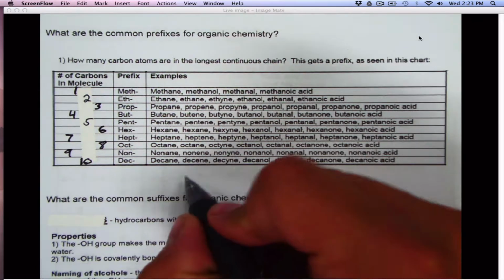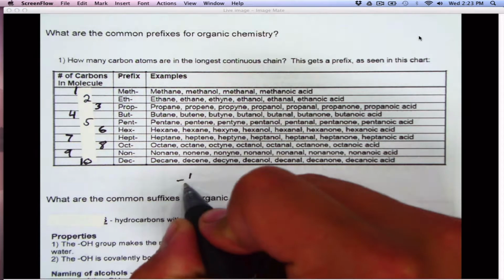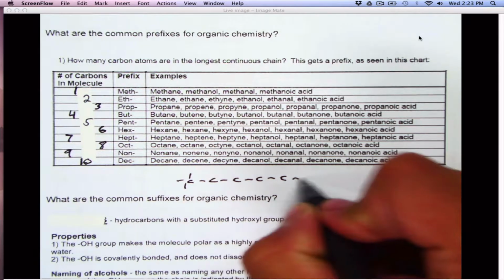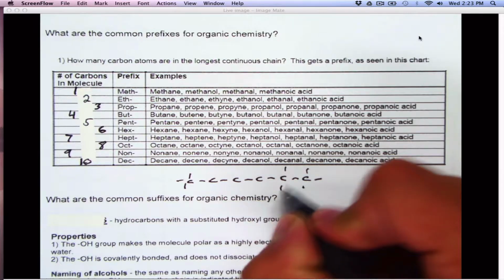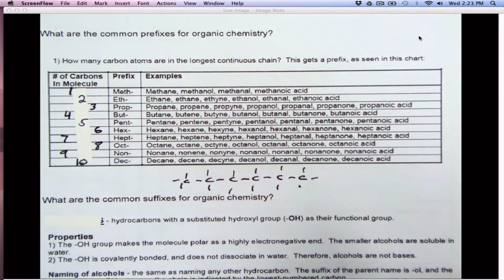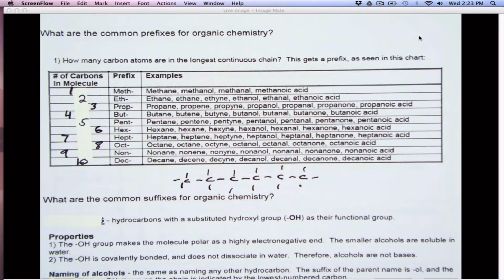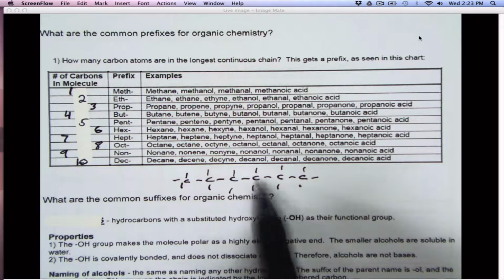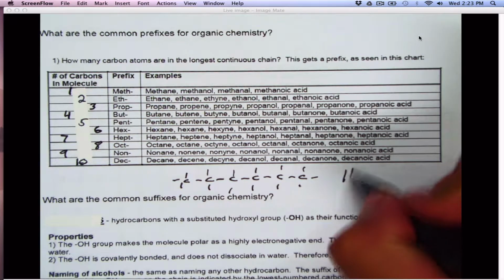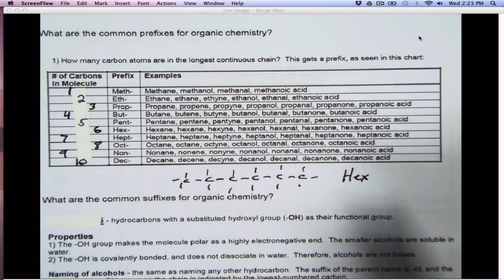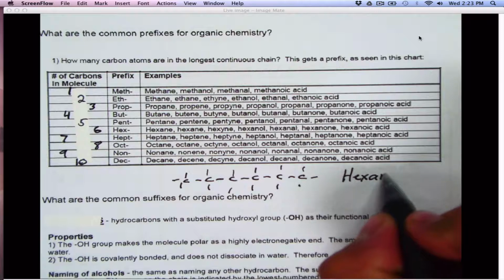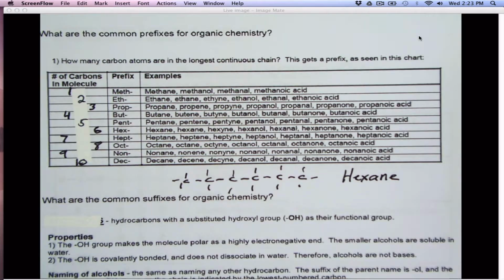So you could name a couple. For example, if I drew a molecule, I'm not going to draw all the hydrogens. So here's a carbon here, carbon here, carbon here, carbon here, carbon here, carbon here. There's a bunch of hydrogens hanging off. I'm not going to draw the hydrogens, but imagine the hydrogens attached at the end of these lines. How many carbons do I have consecutively? Well, I have 1, 2, 3, 4, 5, 6. 6, that gives me a hex. This molecule is a hex. What type of bonds are between these? They're single bonds. Remember, single bonds are going to be ane. So this is a hexane molecule.